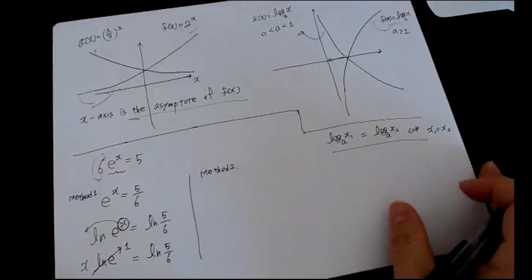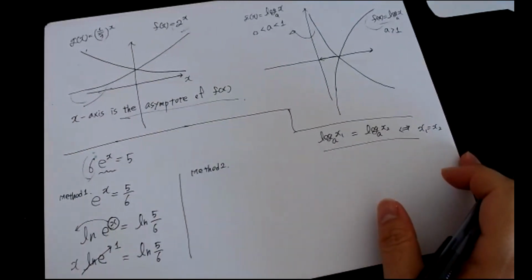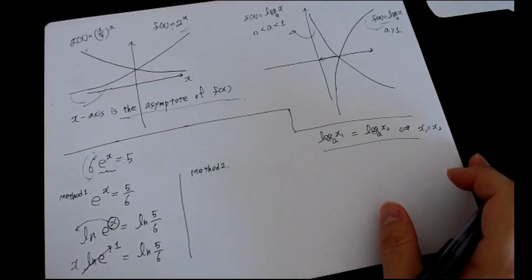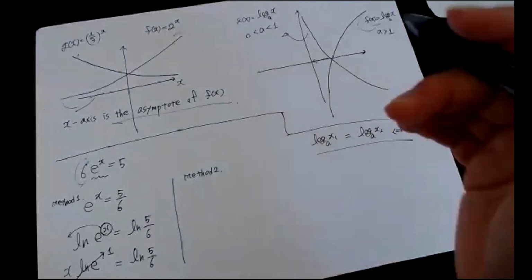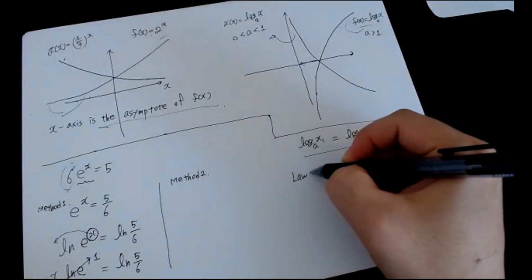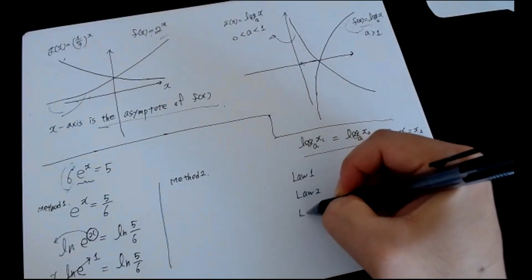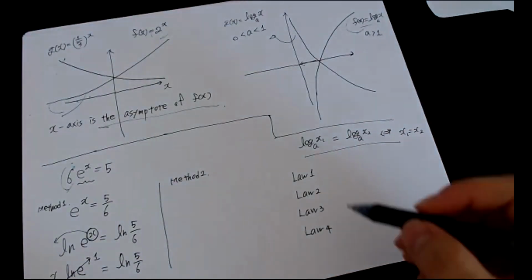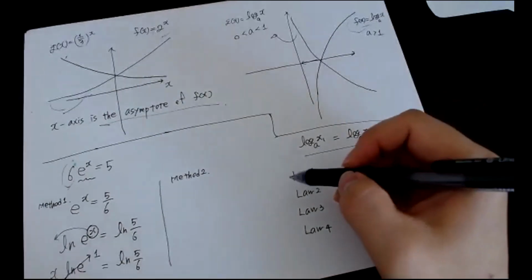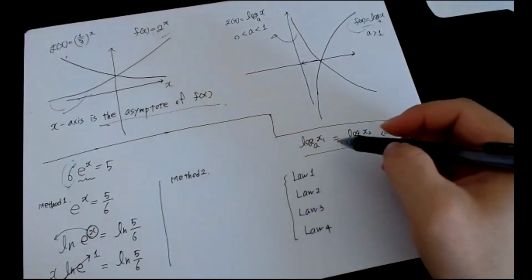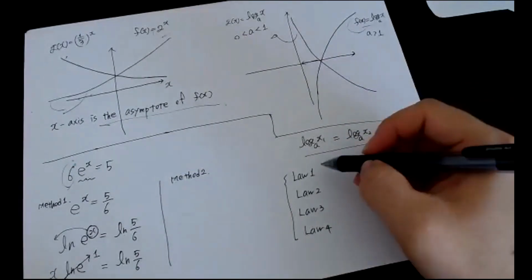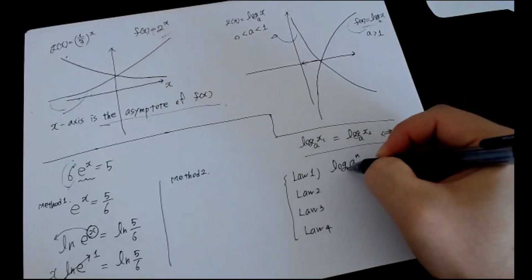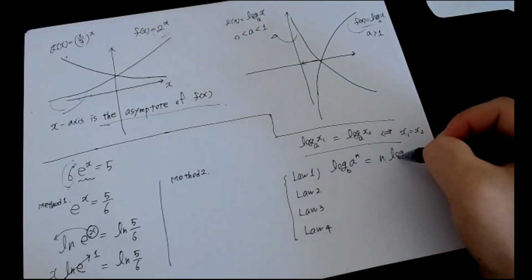Okay, so let me tell you again. There are more than four, but just four laws of logarithm: law one, law two, law three, law four. Normally in this class we use the four laws of logarithm. The first one is log of a to the nth power to the base b is equal to n times log of a to the base b.